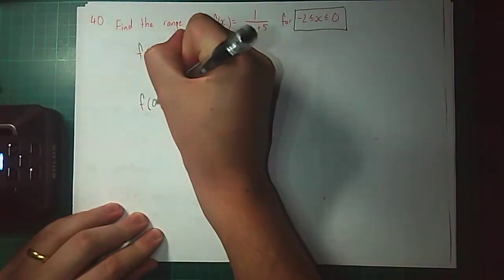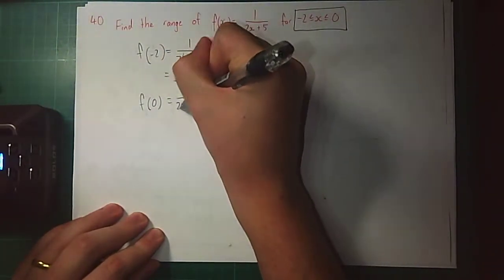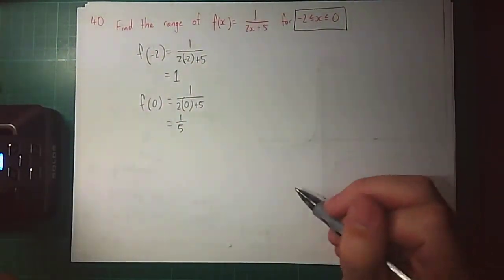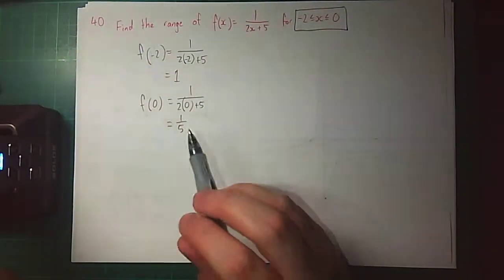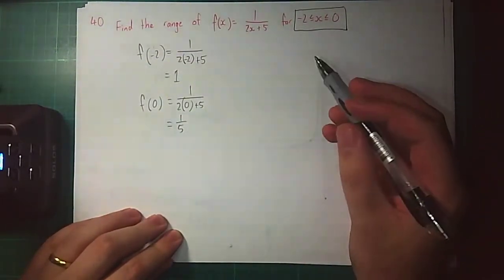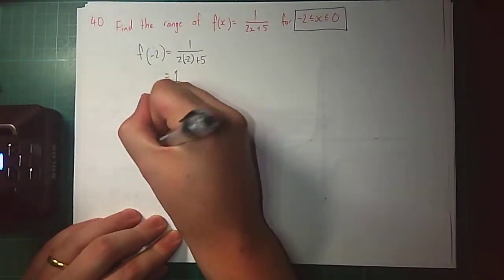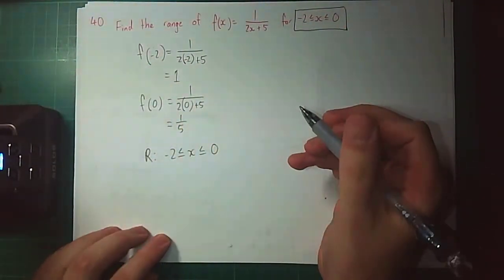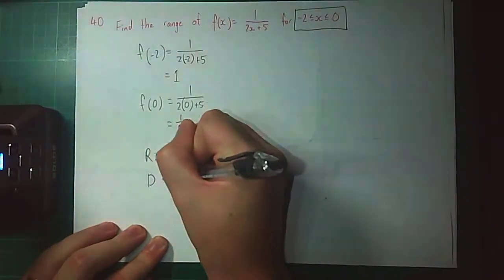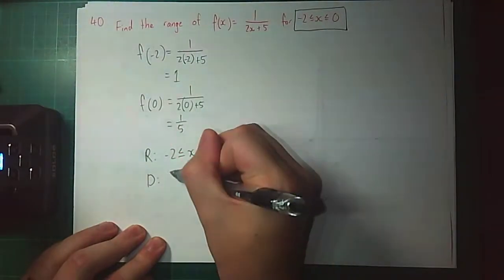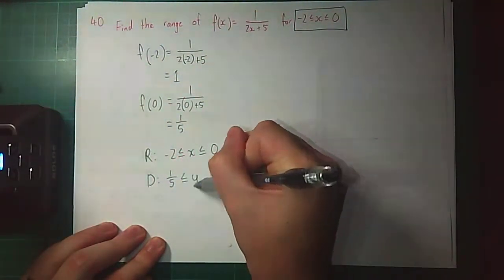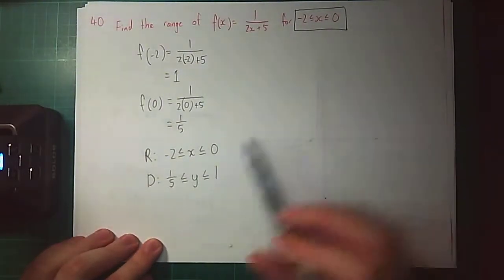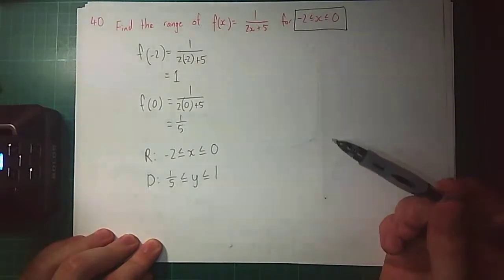If we put f of 0, we get 1 over 2 outside of 0 plus 5, and our answer then is 1 over 5. Now, even though we can graph this, I'll leave it up to you to see how that works using Desmos or by hand, but you'll find that given the domain -2, which is less than or equal to x, which is less than or equal to 0, the range is 1/5, which is less than or equal to y, which is less than or equal to 1, which we get straight from these inputs. Graph it and see how it works. See if you get the same idea.